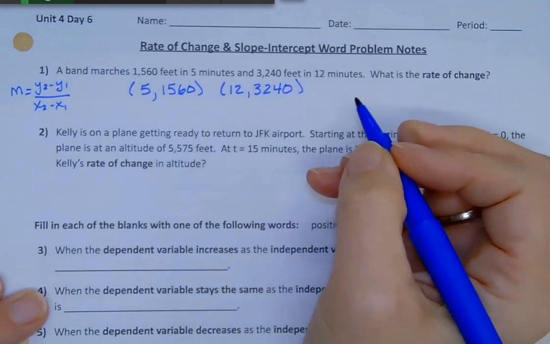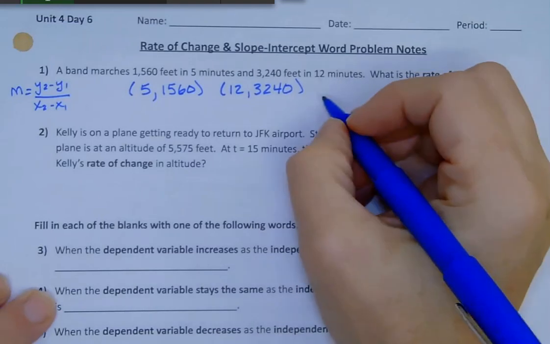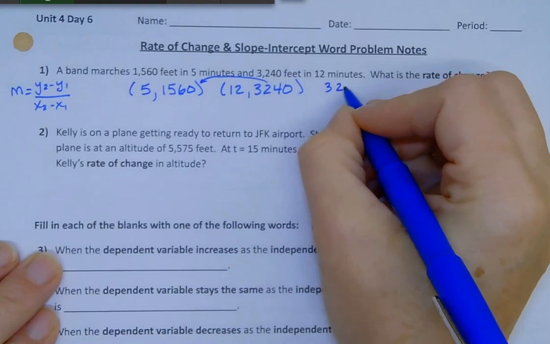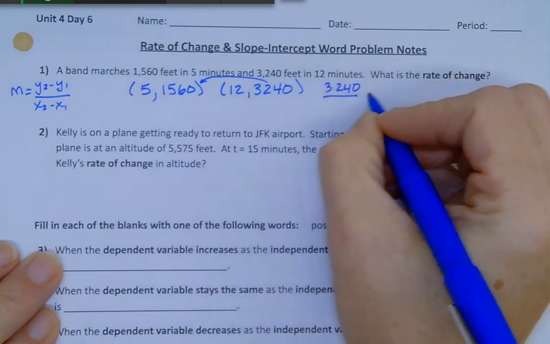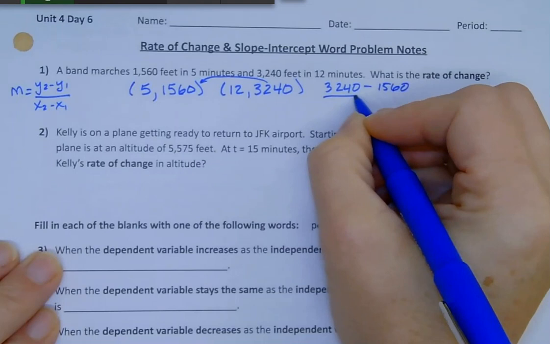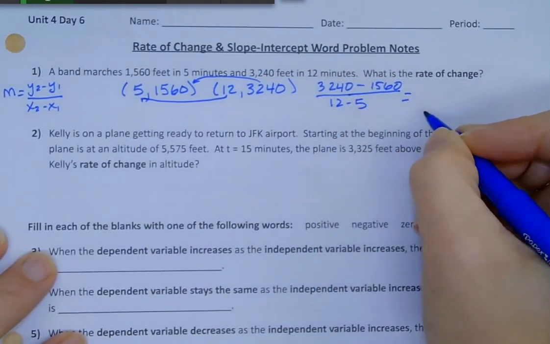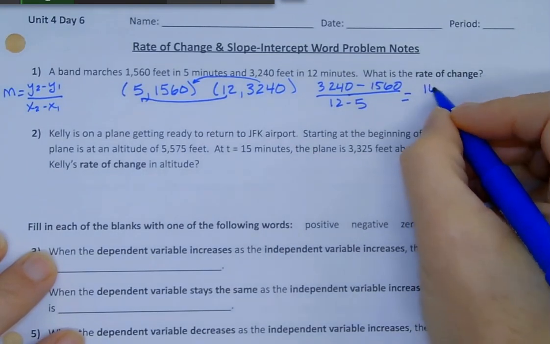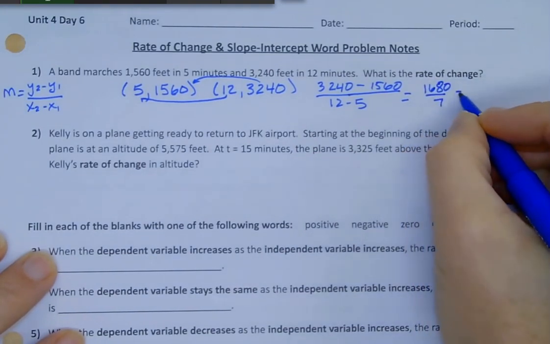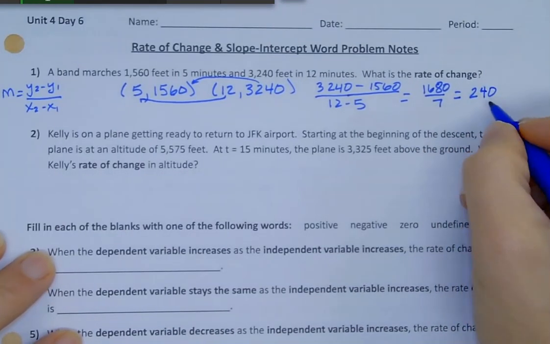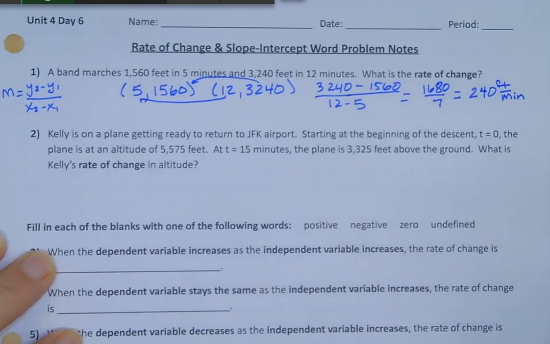Okay, so now we're just going to find our slope, and when we find our slope, we know that that is going to be y sub 2 minus y sub 1, so 3,240 minus 1,560, all over 12 minus 5. Okay, and that simplifies to 1,680 over 7, which equals 240. And when I think about what this really means, it really means 240 feet per minute. Feet per minute sounds like a rate, and so that seems like I probably did that right.